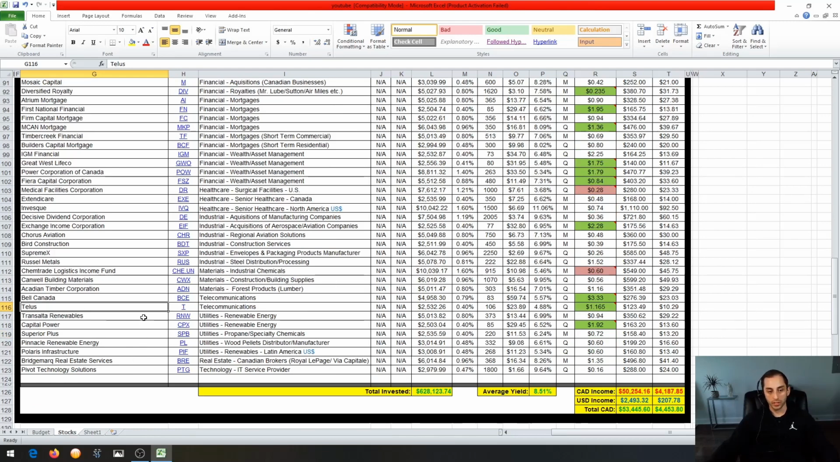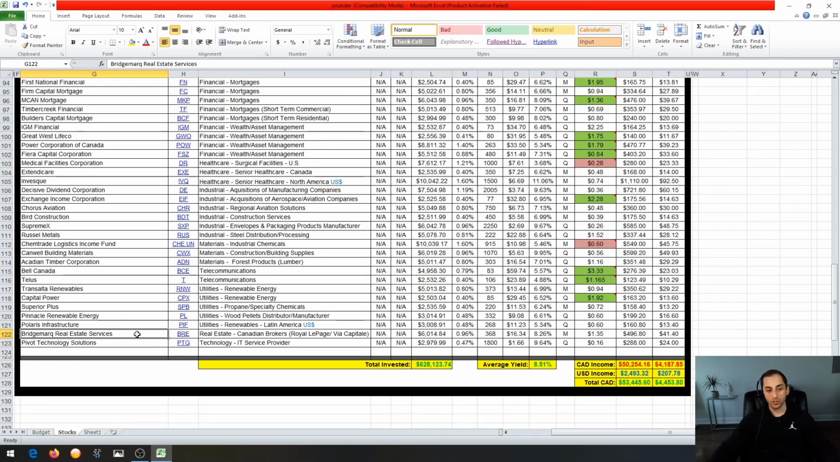Utilities, so I have a couple, mostly in the renewable energy sector. So utilities, very, very safe, very, very stable, but the dividend yield is a bit lower. So you have TransAlta Renewables. I have Capital Power. They both specialize in renewables. Superior Plus, these guys specialize in propane. Pinnacle Renewable is a pretty interesting company. They produce wood pellets. Apparently, that's renewable energy, so that's pretty cool. And then you have Polaris Infrastructure, which is good if you want exposure outside of North America, as these guys have renewable utility projects exclusively in Latin America.